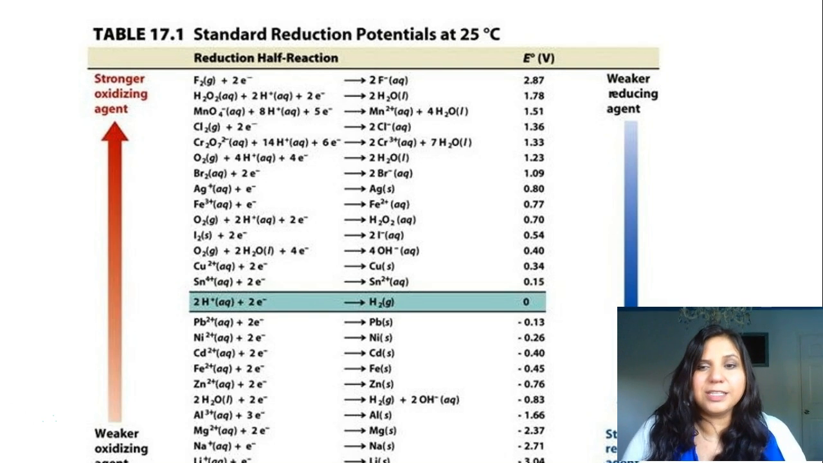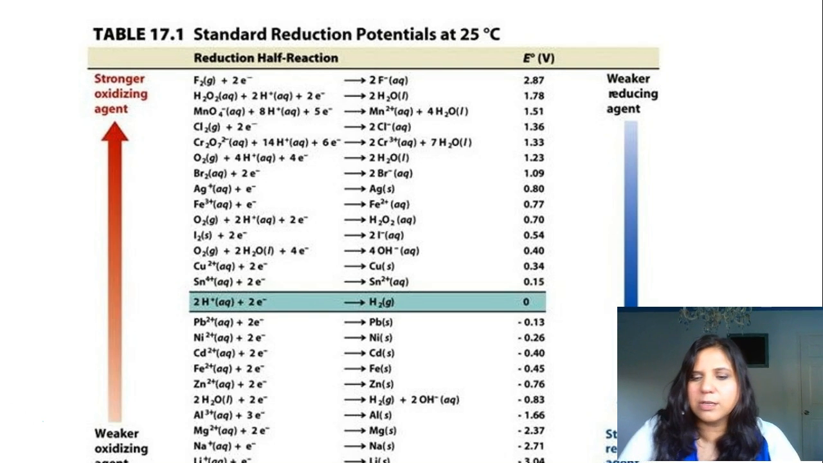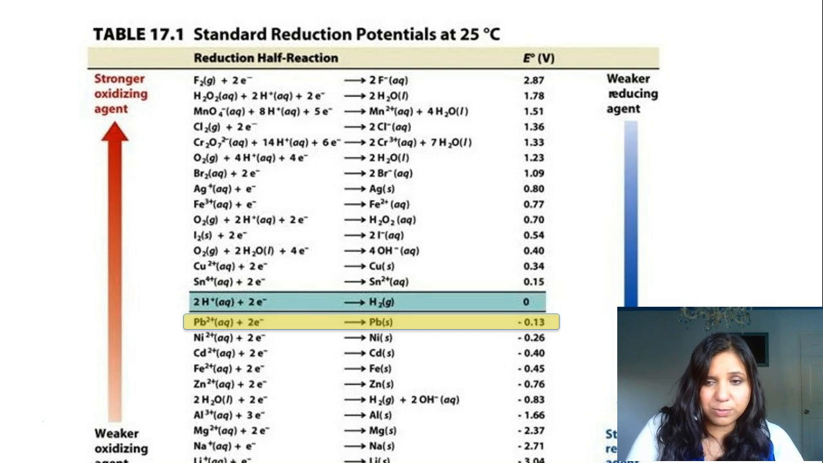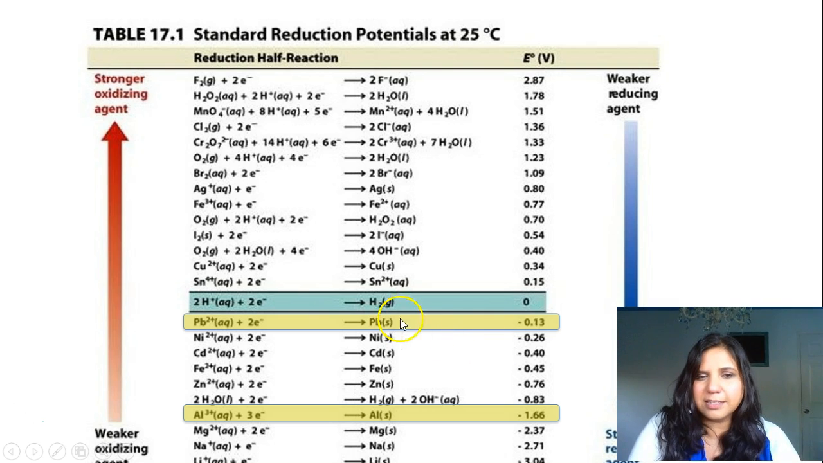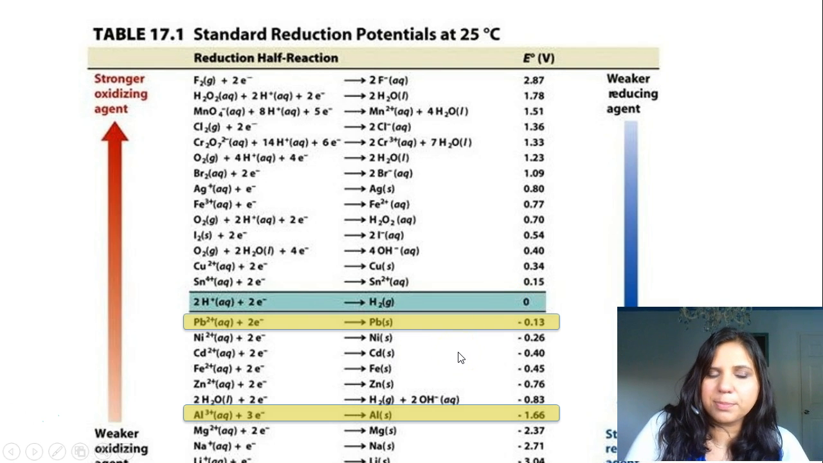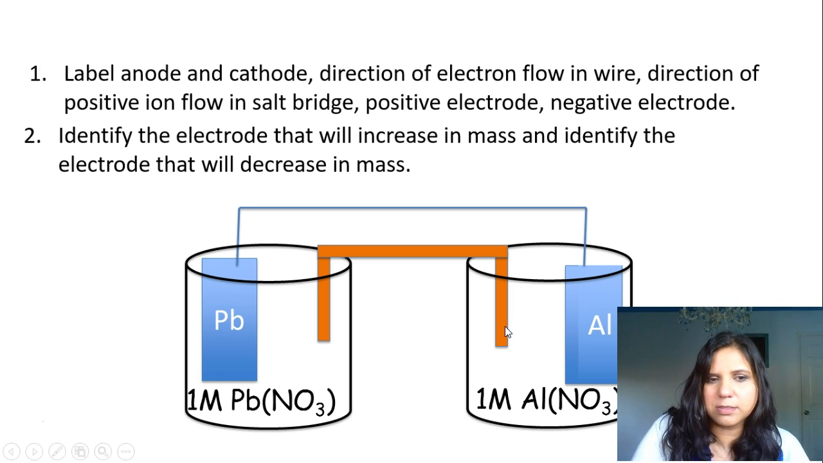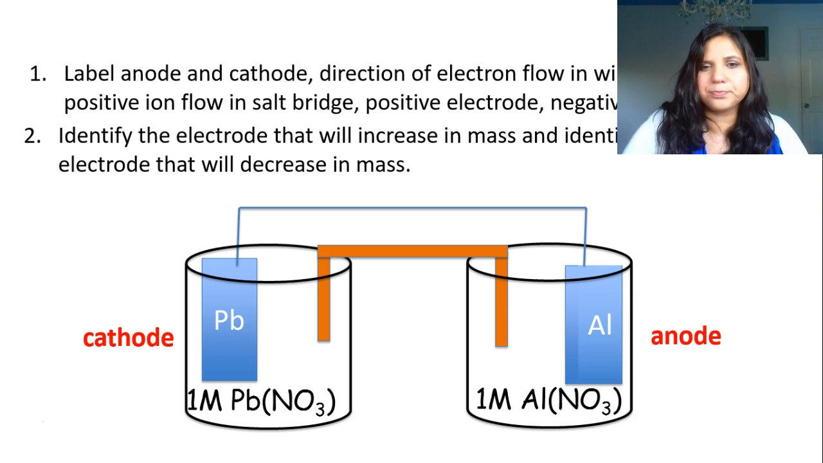So what do we need? We need the standard reduction potentials. We're looking at lead 2+ and aluminum 3+. Okay, so which one is more positive? Now they are both negative, but lead is actually more positive than aluminum because it's closer to 0. So we're going to pick lead to be our cathode, the one that gets reduced. So we'll label that. Lead is the cathode, which means aluminum is the anode.